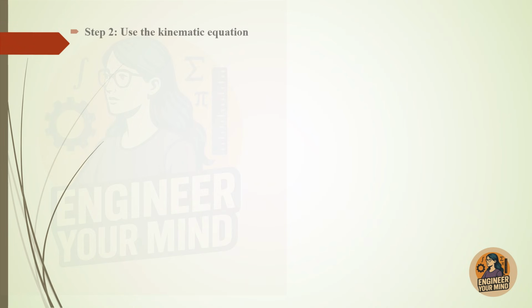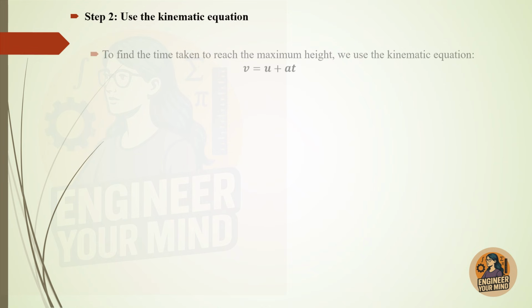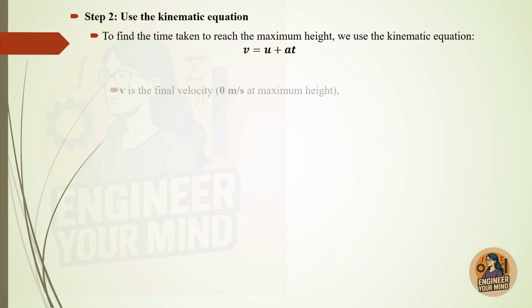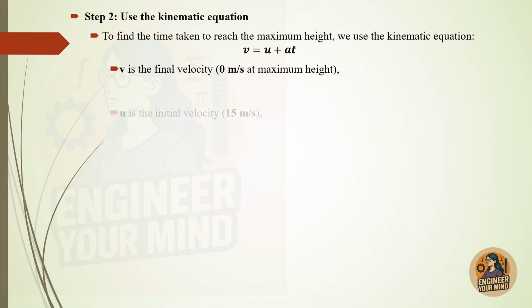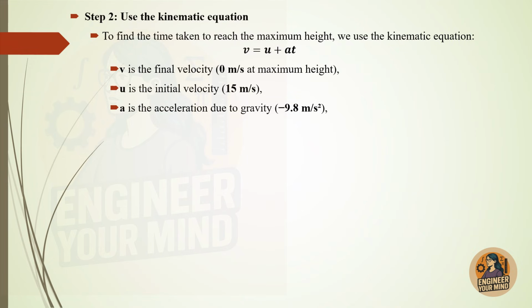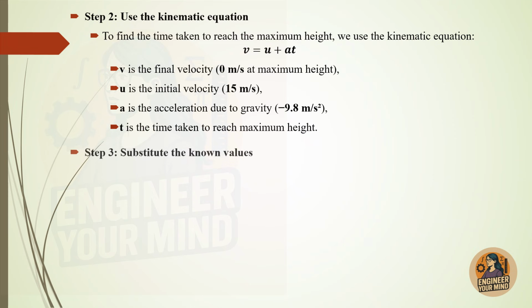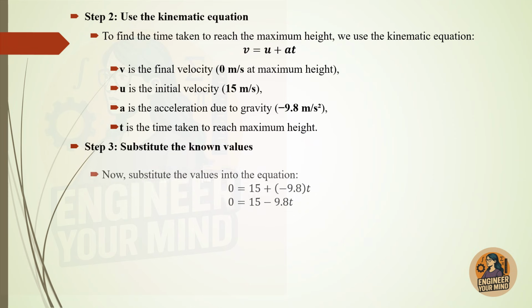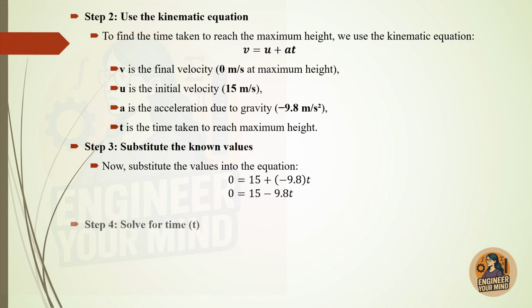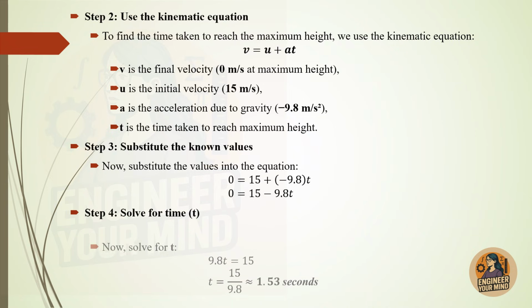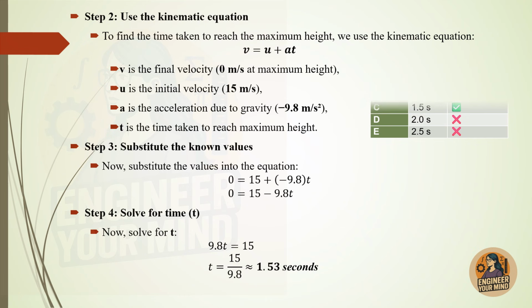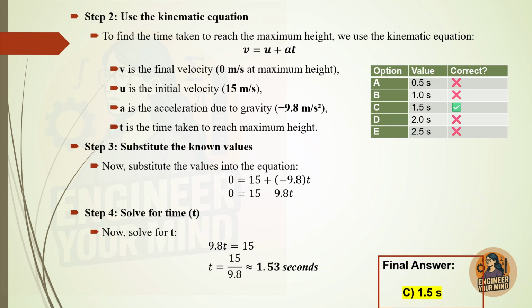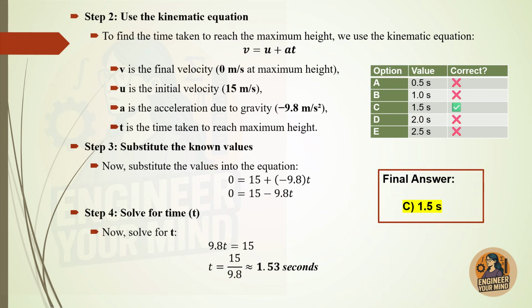Step 2. Use the kinematic equation. To solve for the time it takes to reach the maximum height, we use the kinematic equation v equals u plus at, where v is the final velocity, 0 meters per second at maximum height. u is the initial velocity, 15 meters per second. a is the acceleration due to gravity, which is minus 9.8 meters per second squared, negative because gravity acts downward. t is the time taken to reach maximum height.